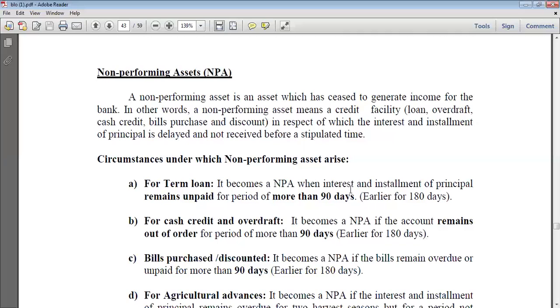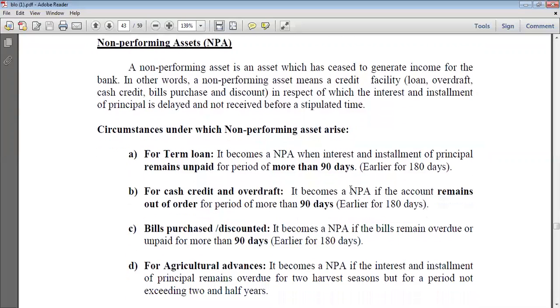In other words, a non-performing asset means a credit facility, loan, overdraft, cash credit, bill purchases and discounts in respect of which interest and installment of principal is delayed and not received before a stipulated time. Whatever the amount you are lending to the customer, that amount not recoverable, not traceable, or not receivable from the particular customer itself. So that amount only we can call NPA or non-performing assets.